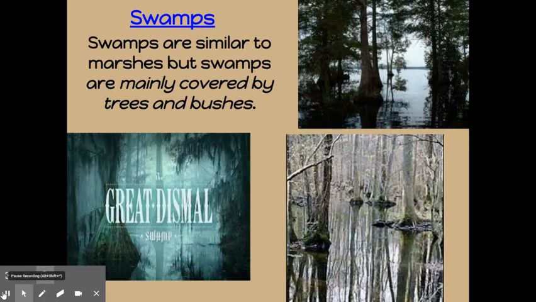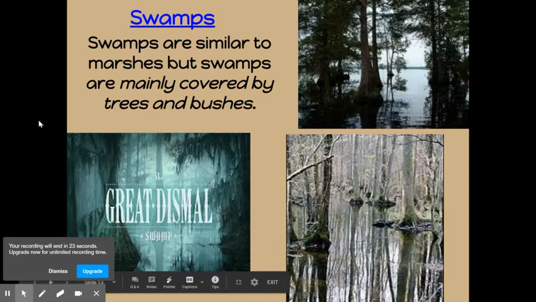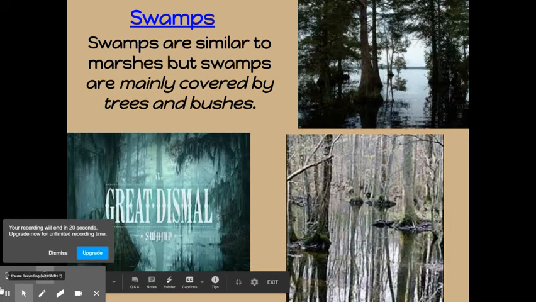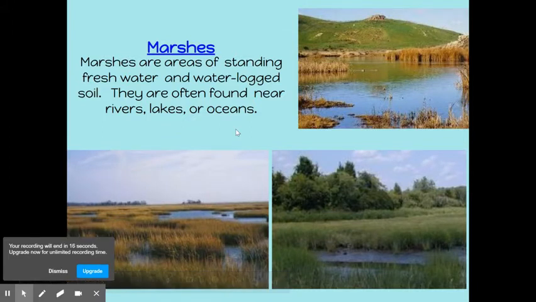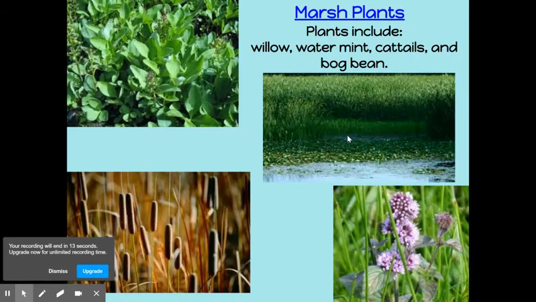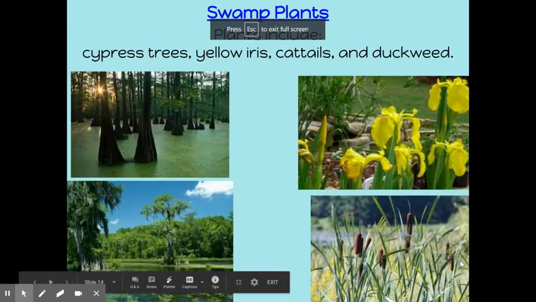Another kind of freshwater aquatic ecosystem is swamps. Swamps are similar to marshes, but swamps are mainly covered by trees and bushes. So remember when we looked at marshes, what we saw was grass coming out of the water. But when we look at swamps, what we will see are trees. See the difference here? It's a lot darker and there are more trees covering it. Trees and bushes.